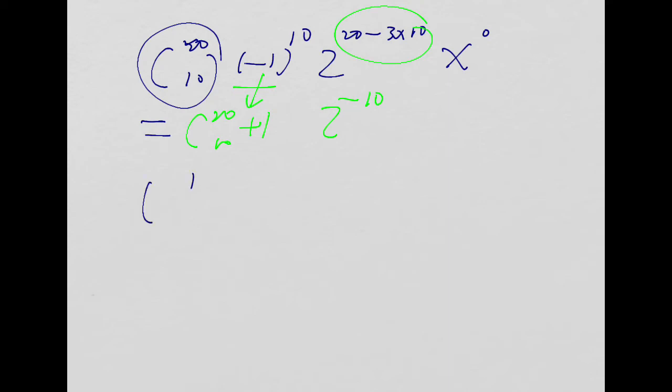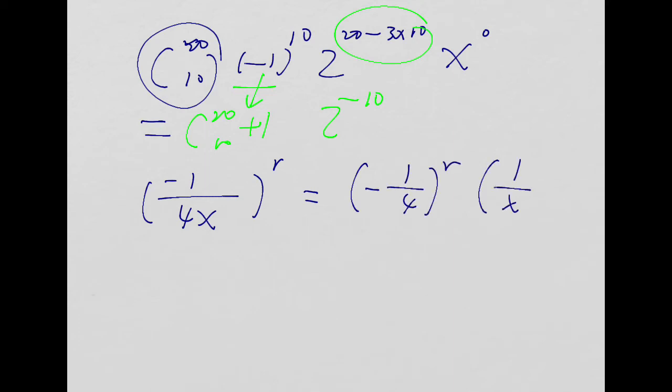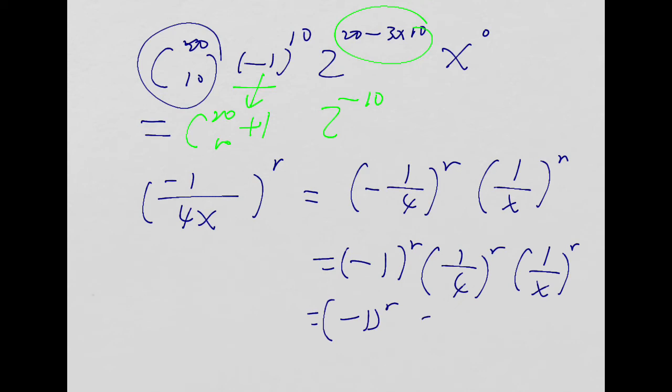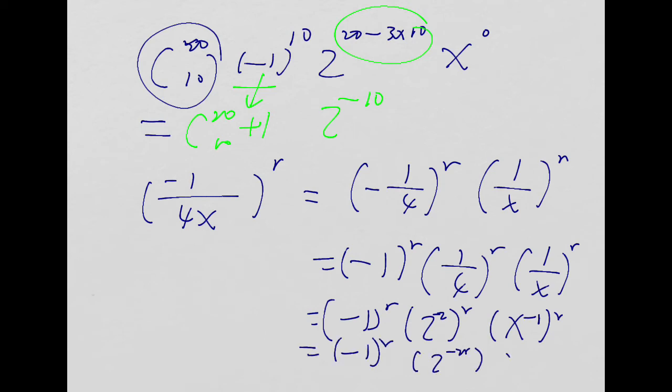So there is one thing they want to highlight to you. The minus R here, you can resolve it to what? Minus 1 to the power R times 1 over X to the power R. So this is becoming minus 1 to the power R, 2 to the power minus R and X to the power minus R. You understand why it's 2 to the power minus R or not? This is 1 over 2 to the power R. This is 1 over X to the power R. This is minus 1 to the power R, this is 2 to the power minus R, this is X to the power minus R. So these are the things you need to understand.